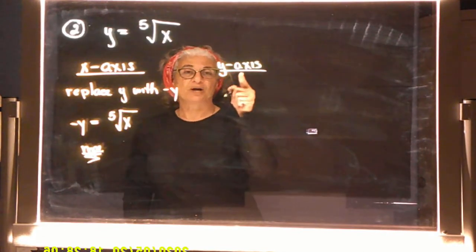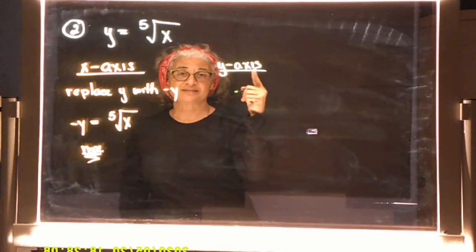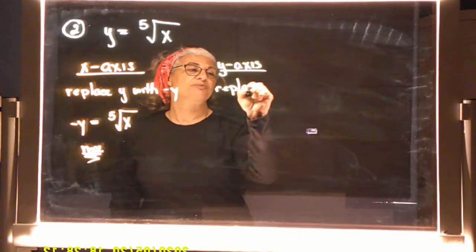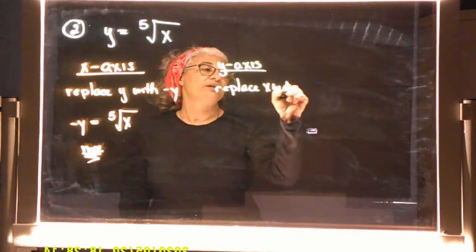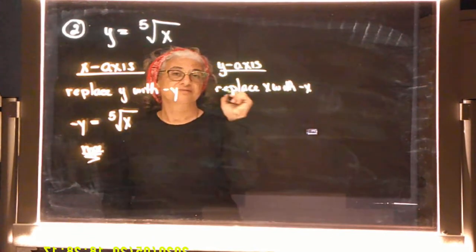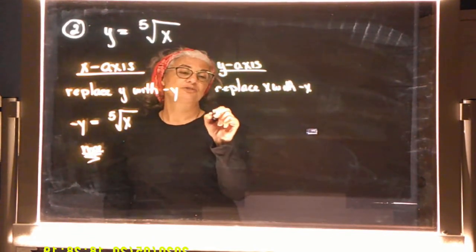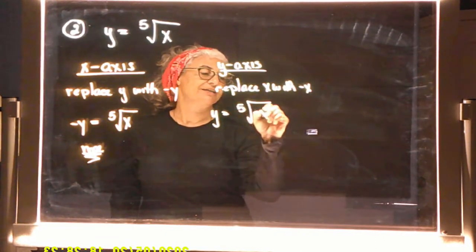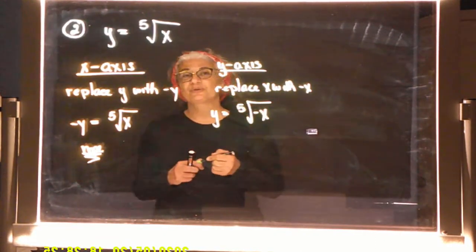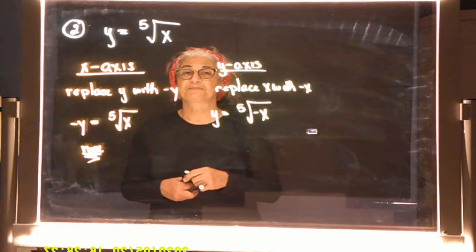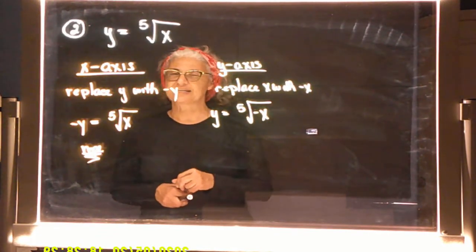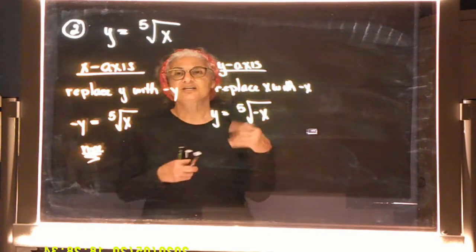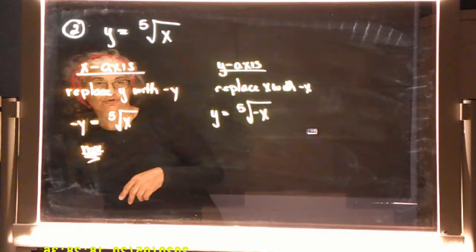And again, remember, y-axis symmetry means the y's stayed the same. It was the x's that were doing the changing. So we're going to replace x with negative x. So it's going to be y equals the 5th root of a negative x. Now, the question is, can we do any simplifying? Some of you are like, I don't know. Some of you are thinking no. Some of you are thinking yes. So I've got all three of your answers roaming around.